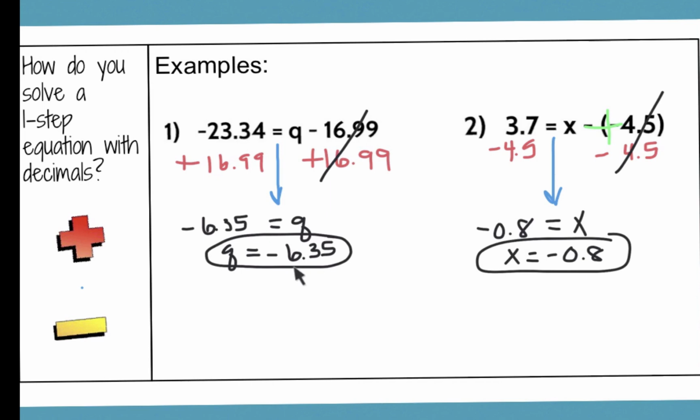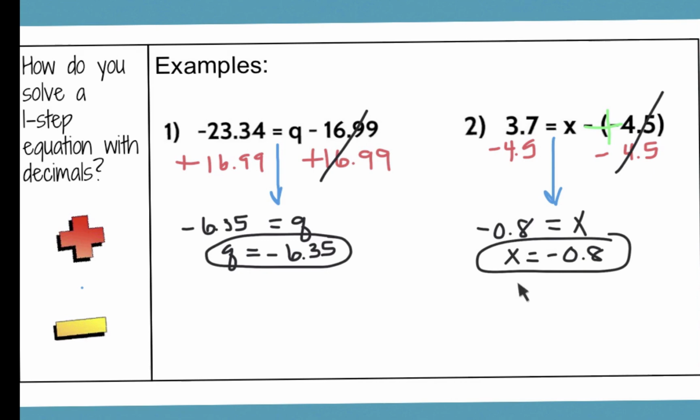Substitution. Take -6 and 35/100ths, plug it in for Q in the equation. Do you get this as your answer? You do. We solved correctly. I want you to be using substitution to check. Ms. Kluber's not going to model that this time.